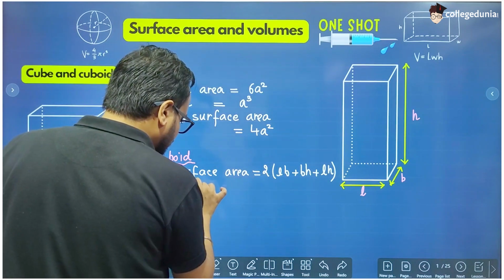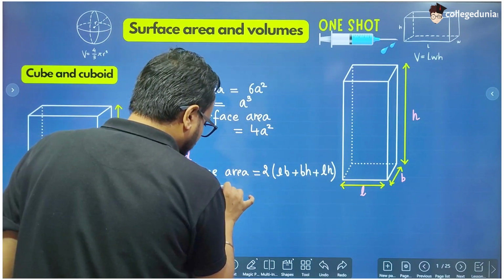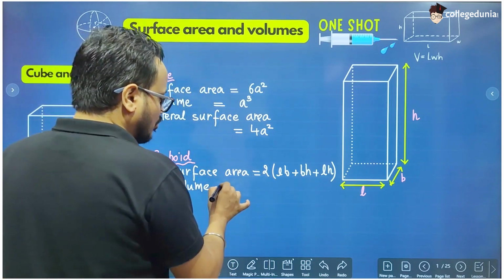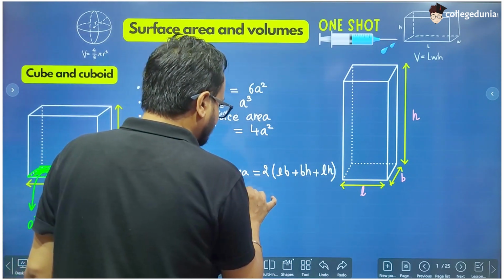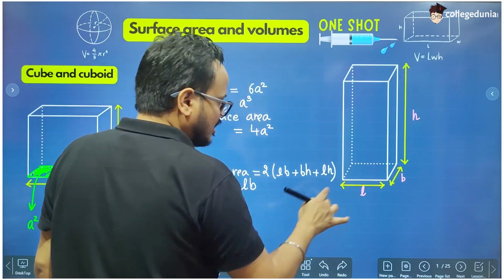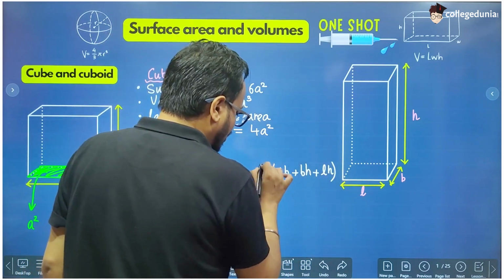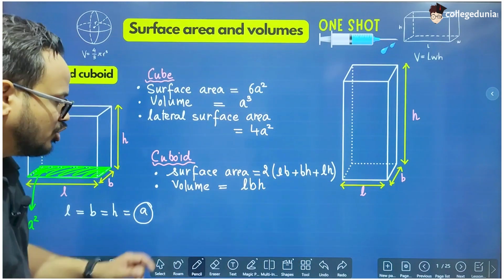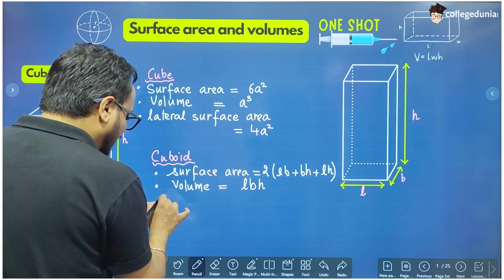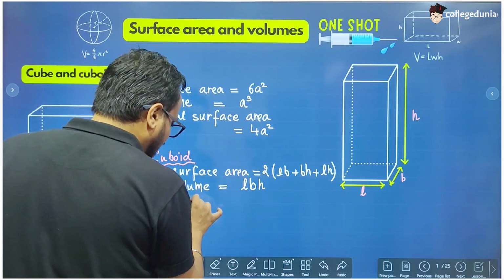Volume is what? Volume is area of the base, that is L into B, into height, that is H. So volume of cuboid is LBH.